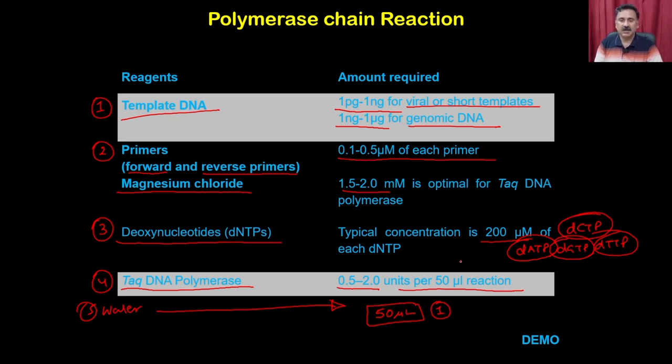And once you have set up all these reactions, you put them into a thermal cycler, and that's how it is going to give you the amplified product. We have prepared a small demo to demonstrate these events, and this demo has been prepared in my laboratory by some of the students. They are going to show you how to set up the PCR reactions and how you can perform the PCR.